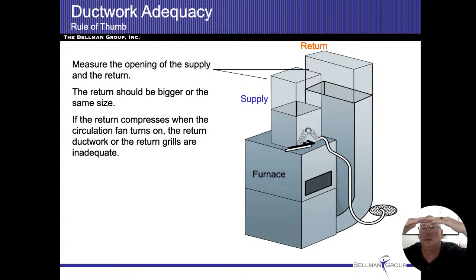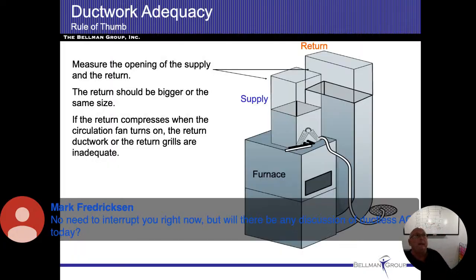Will there be any discussion of ductless AC today? No. You know, so Mark just asked me a question if there's going to be any type of ductless air conditioning. I've got nothing on that. So the answer is going to be no, nothing's in there at all. Sorry.